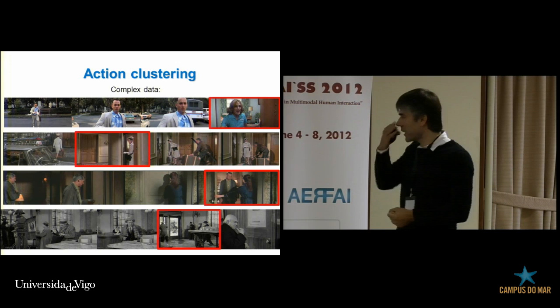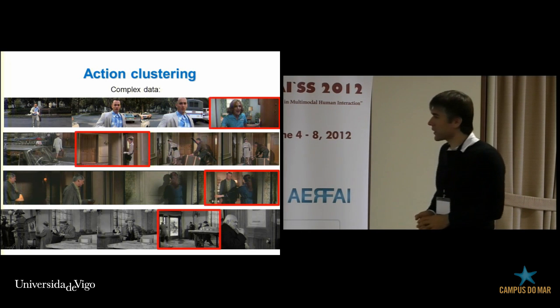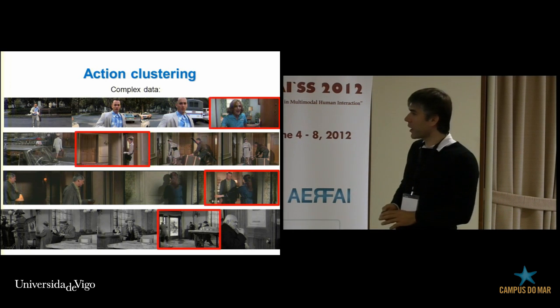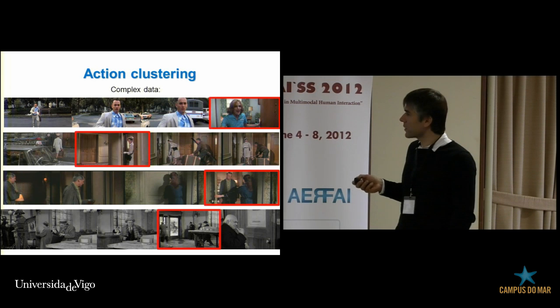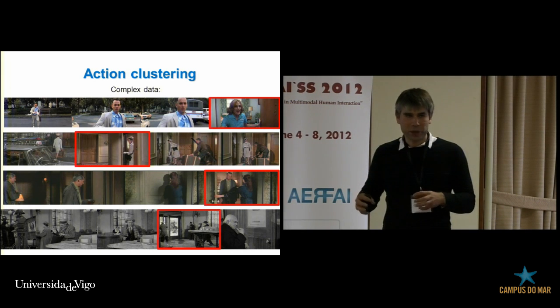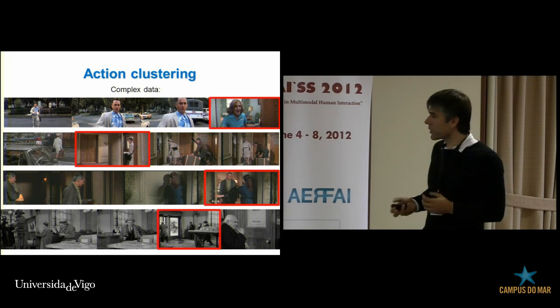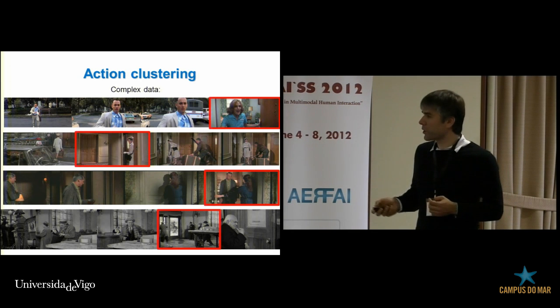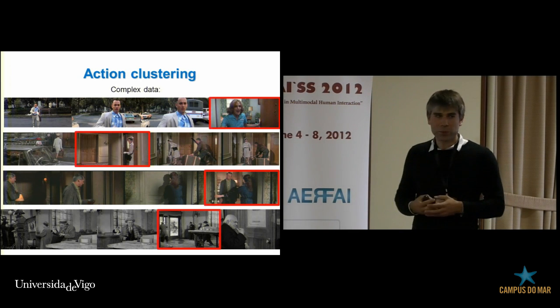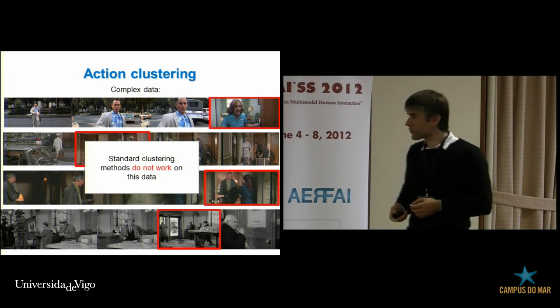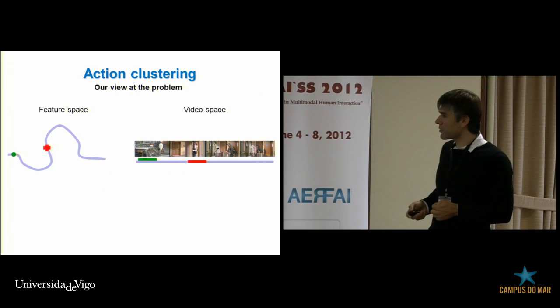Okay, now if the data is more complicated like this, there are many problems. One problem is that these actions themselves are quite spread in the feature space because they look very different, but also we have lots and lots of background noise, which makes the problem even harder. Okay. So the standard clustering doesn't work.